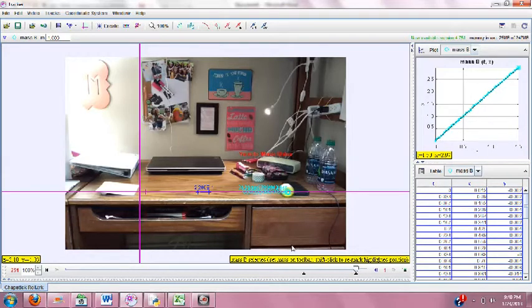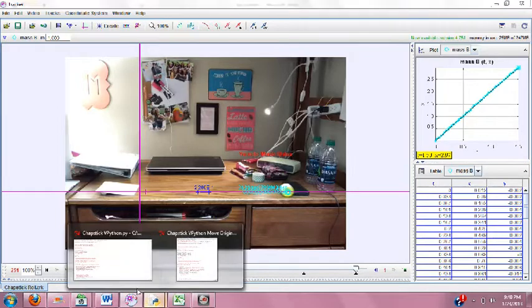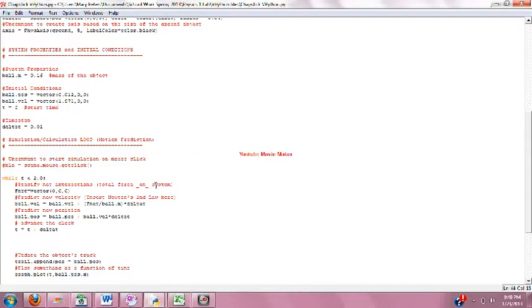To predict the motion through modeling, I used VPython. I used the mass of the chapstick, which I measured to be 0.16 kilograms. I needed the initial position of the jar, which I found by analyzing the x position of the first frame, which was 0.012 meters. So our initial vector for the position is 0.012 for the x component, and then 0 for the y and z components.